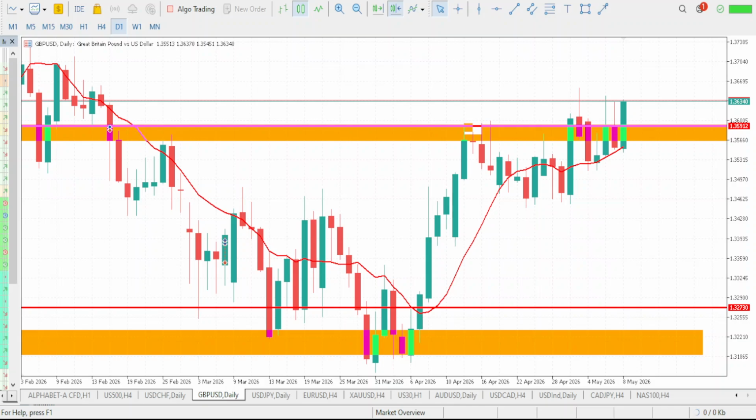So guys, let's take a look at what we are going to be expecting for the day on our GBP USD. So let's see what GBP USD is actually going to be giving us for the day.